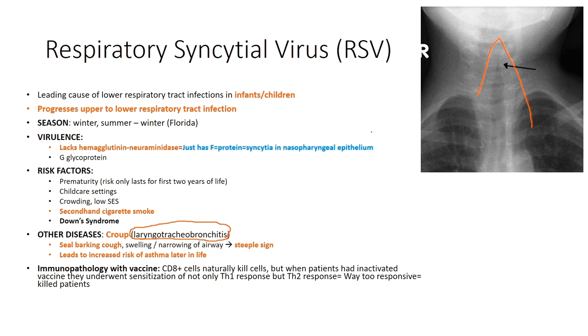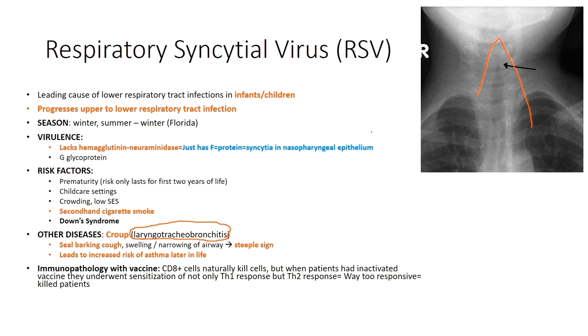Risk factors, so prematurity. Remember that prematurity increases risk of all sorts of infections. But for this one specifically, your bronchiolitis, especially your respiratory syncytial, look for prematurity as something in your patient. However, this is only a risk factor for the first 2 years of life. So if they're 3 or 4 years old, then prematurity is irrelevant to this person getting an infection. Childcare or daycare, crowding, low socioeconomic status, secondhand cigarette smoke. They like this guy. If you have someone smoking at home, this also increases risk of respiratory syncytial virus.